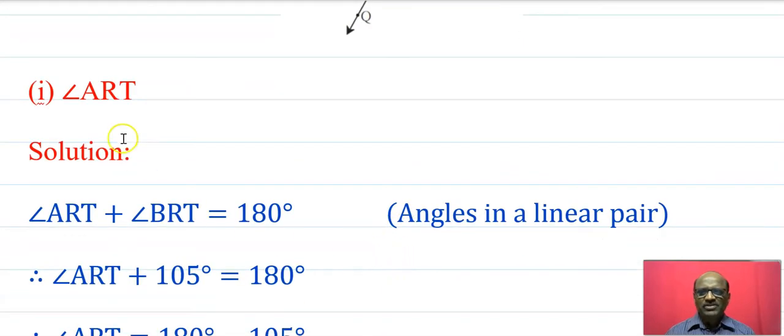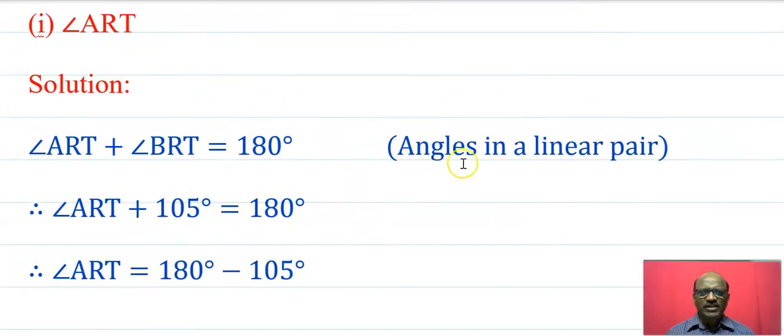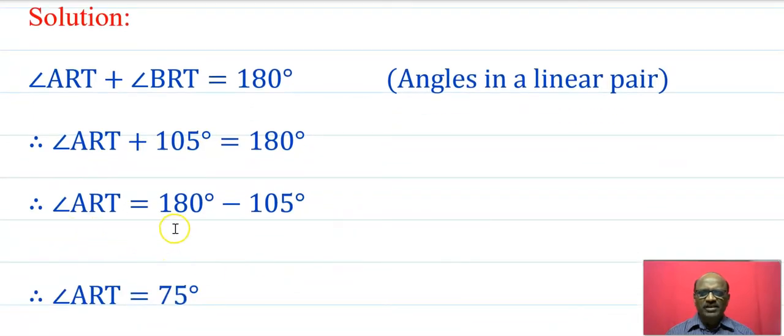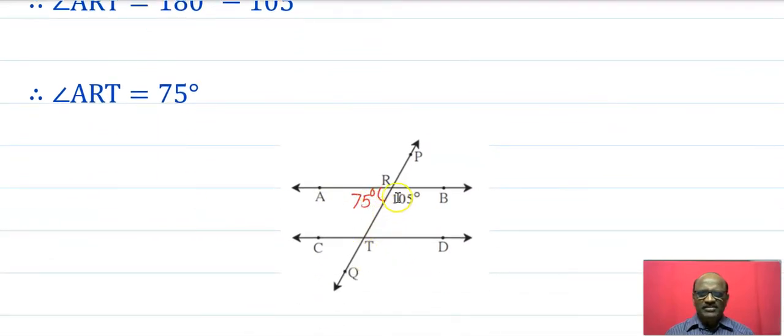Now see this, first the measure of angle ART. The measure of angle ART plus the measure of angle BRT is equal to 180. They are linear pair angles. Therefore, the measure of angle ART plus 105 is equal to 180. Therefore, the measure of angle ART is equal to 180 minus 105. That is equal to 75. We get the measure of the angle as 75.